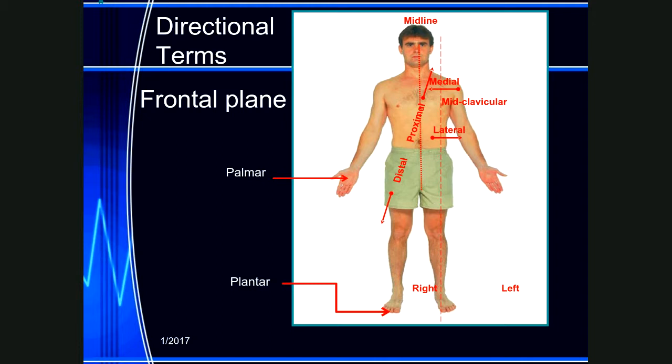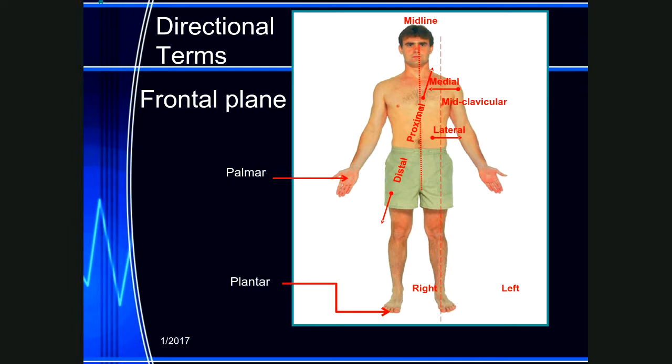The term proximal, meaning closer to the torso. The term distal means further away from the torso. The torso being the chest, the abdomen, minus arms and legs. That's known as the torso.